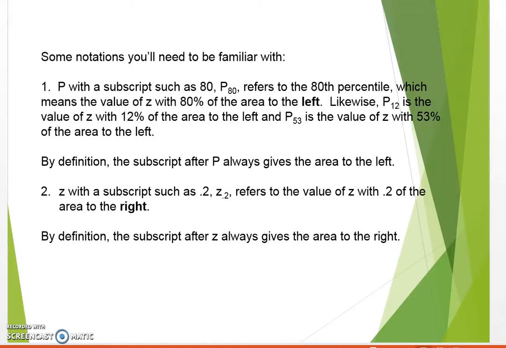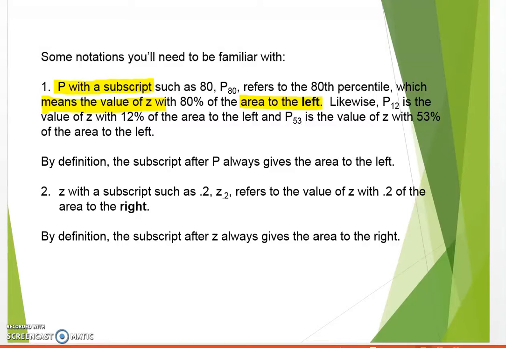So P usually has a subscript to the right of it, such as P80. This is talking about the 80th percentile. You probably have heard about percentiles when you talk about a person's height, or weight, or SAT score at a certain percentile. This means the value of z with a certain area to the left. If you have P80, it's the 80th percentile, talking about 80% of the area to its left.